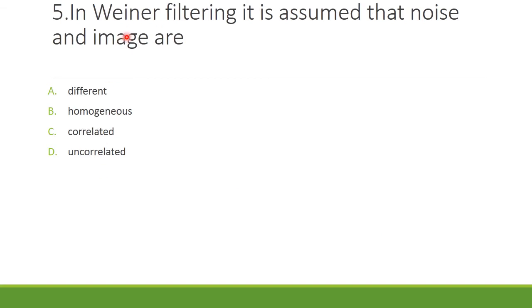Next question. In Weiner filtering, it is assumed that noise and image are option A different, option B homogeneous, option C correlated, and option D uncorrelated. So in Weiner filtering, it is assumed that noise and the image are uncorrelated. Therefore, option D is the right answer.